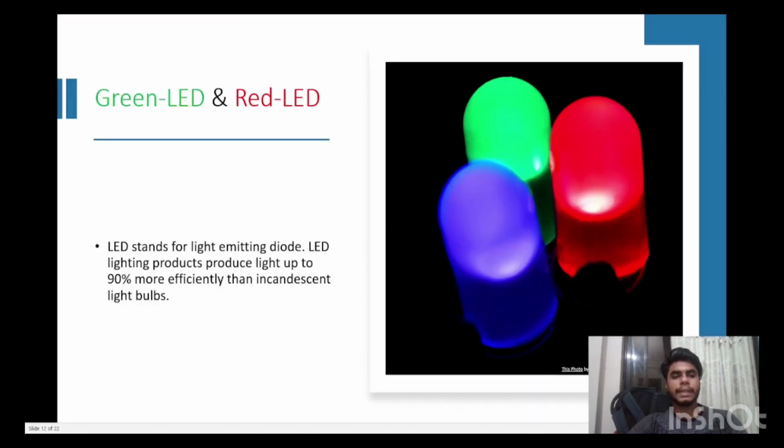And here is my next slide about LED. LED stands for light emitting diode. LED lighting products produce light up to 90% more efficiently than incandescent light bulbs. Red LEDs have the lowest voltage and green LEDs have a higher voltage. So this was my part and my other teammates will present now.